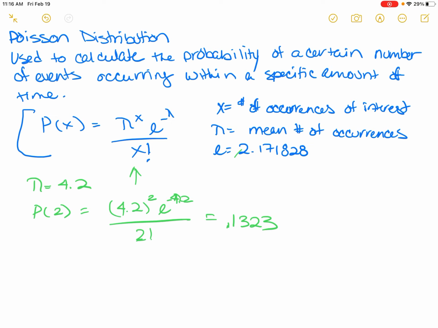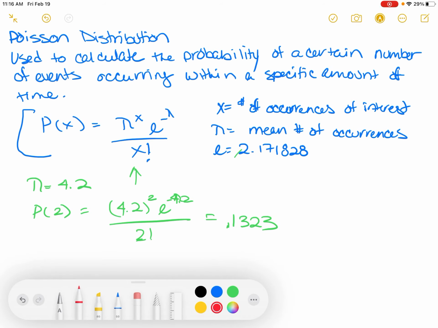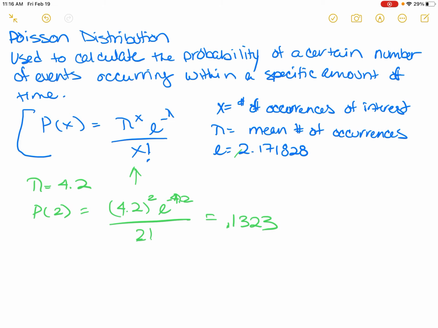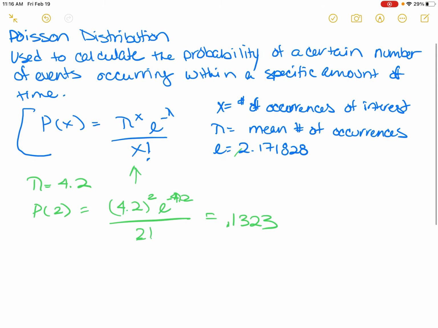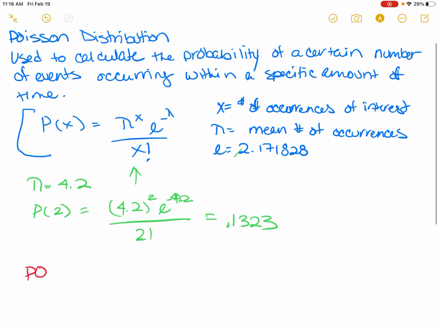And again, if you have a business calculator that you'd like to use, you can use your business calculator. I prefer to do these problems using Excel. So let me give you the Excel formula. The Excel formula for this is the Poisson function, with x, lambda, and then cumulative.